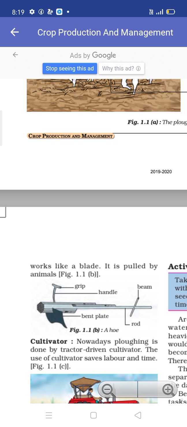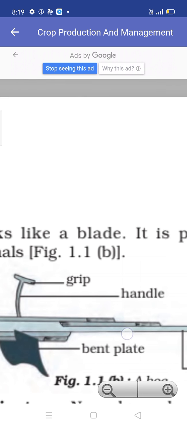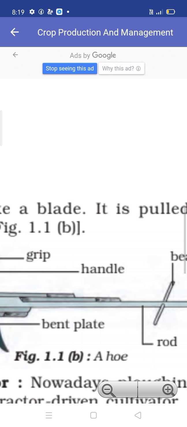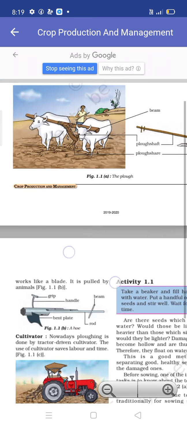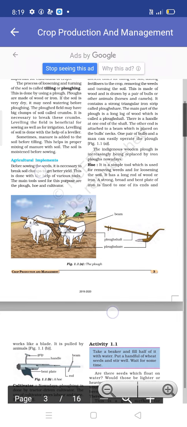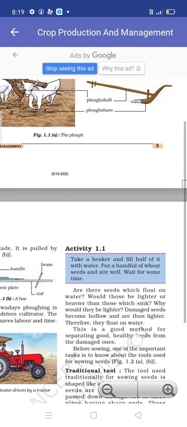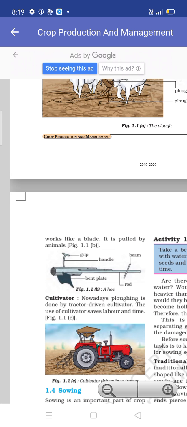You can see this is the grip and handle, and this is the beam rod. It is an iron rod with a bent plate. These are the bent plates, fixed at one of the ends like a blade. It is pulled by animals. The blade is very sharp, so it also loosens the soil, and it is also an important agricultural implement.